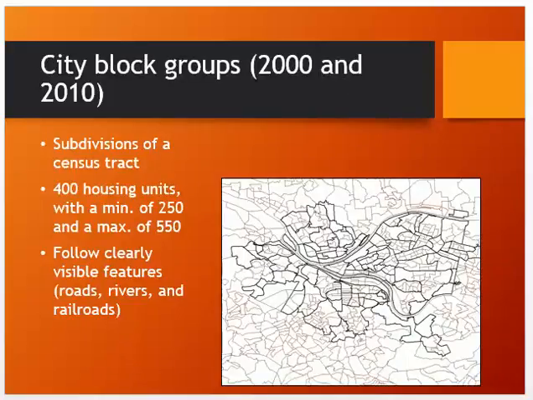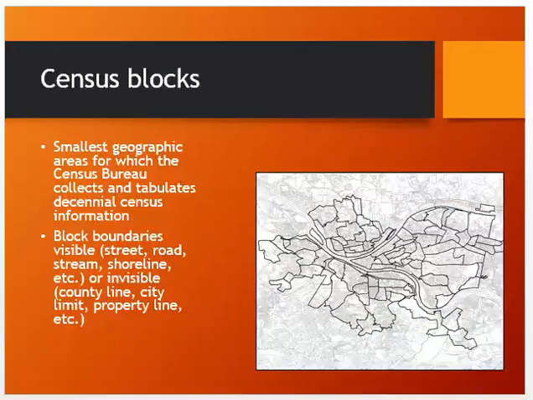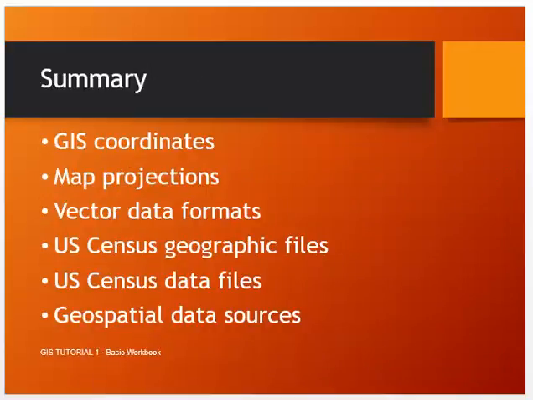Block groups are subdivisions of tracts, about 400 housing units in each, and these do follow visible features. Then the smallest geography is the census block. They're very small, very fine grain, but again, it's only the basic data that is available at the block level. Okay, so that wraps up Chapter 5.